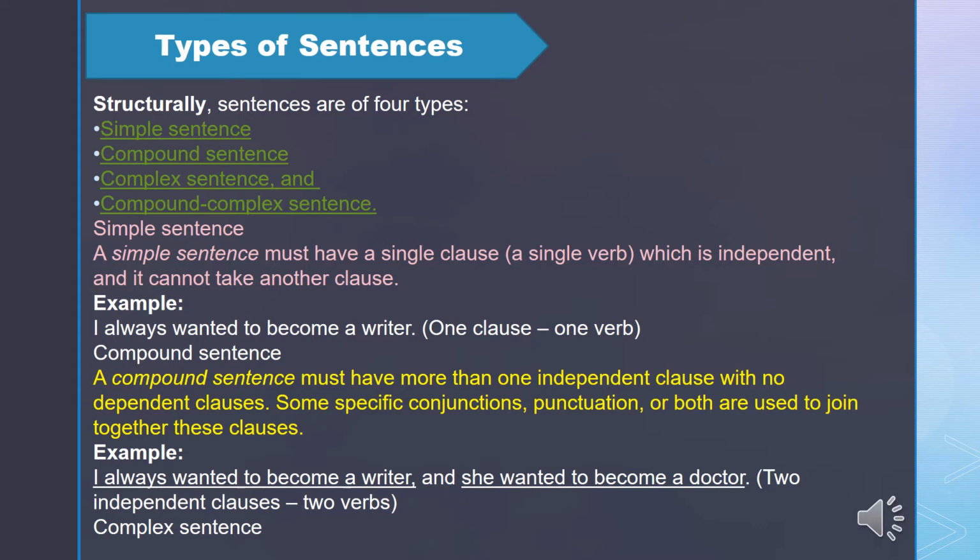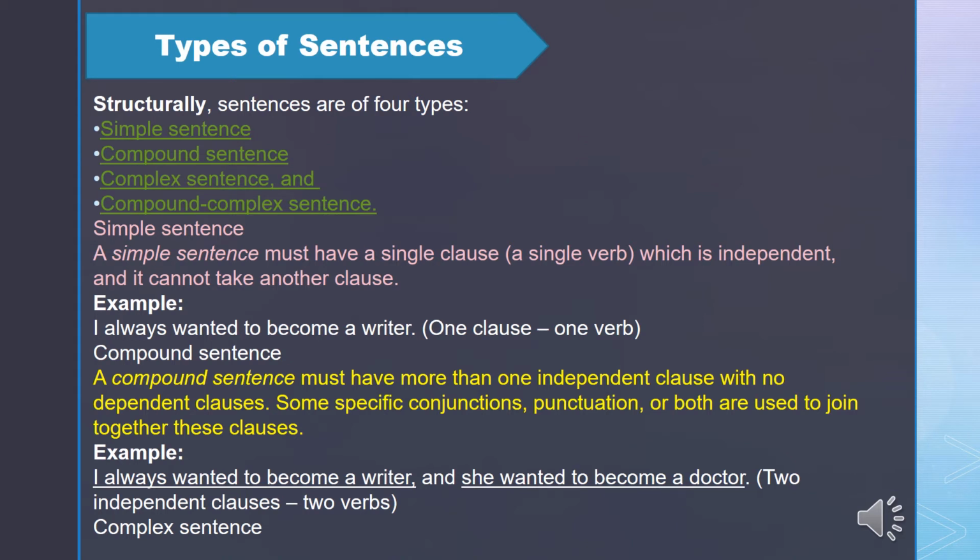Now, after knowing all about sentence, let us know the types of sentences. So, types can be categorized in two ways. Number one, according to the structure of a sentence. Number two, according to the function of the sentence. So, first, structurally, sentences are of four types: simple sentence, compound sentence, complex sentence, and compound complex sentence.